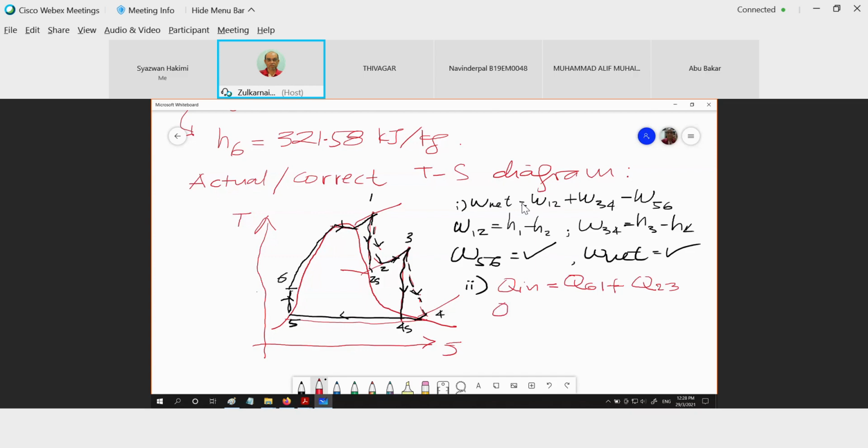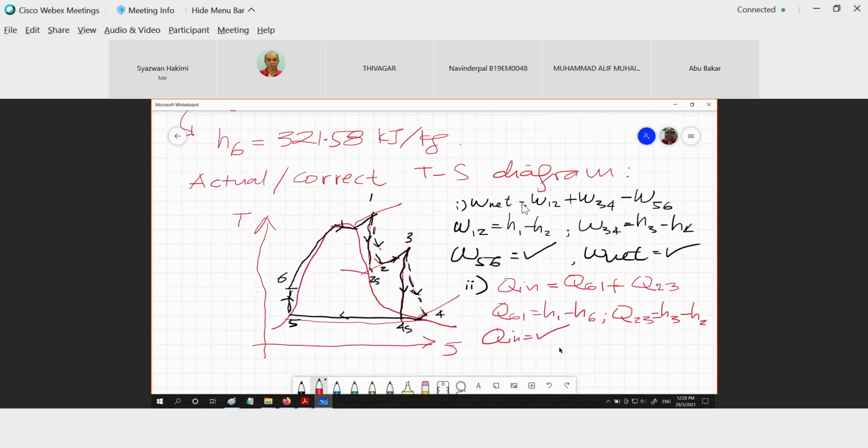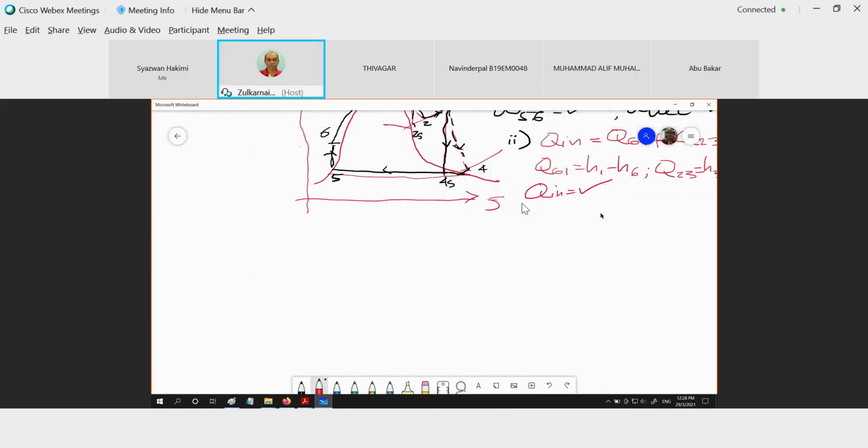So what is Q61? Q61 is equal to H1 minus H6. And then Q reheat, Q23, is equal to H3 minus H2. Then solve for your Q in. You've got your enthalpies already. Next, what is our thermal efficiency?